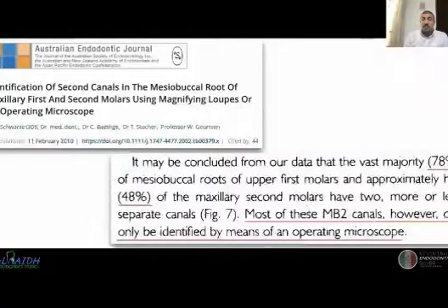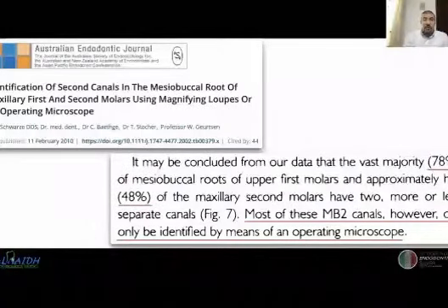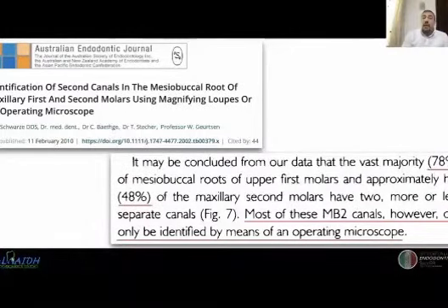This is another paper talking about the fourth canal or second mesial canal in the upper first molar and second molars. They stated that 78% of the first molars and also 48% of the second upper molars have a second mesiobuccal, MB2, canal. And this can be easily found under the microscope.